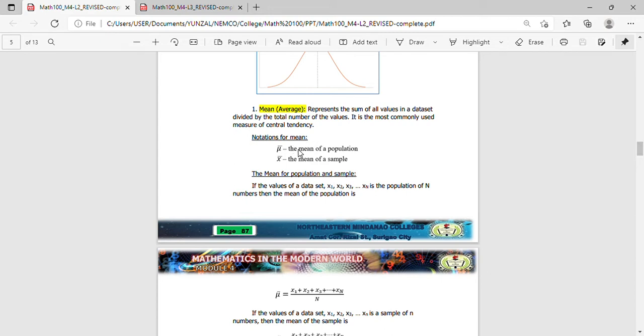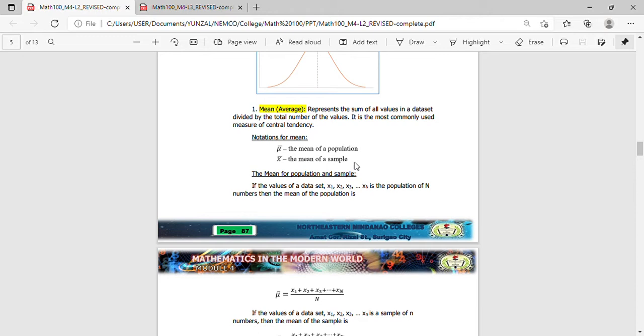This is the symbol that we use for the mean of a population. And this one, X with a line above it, that is the symbol that we will use for the mean of a sample. What is the difference between population and sample, ma'am? Population, that's the whole.